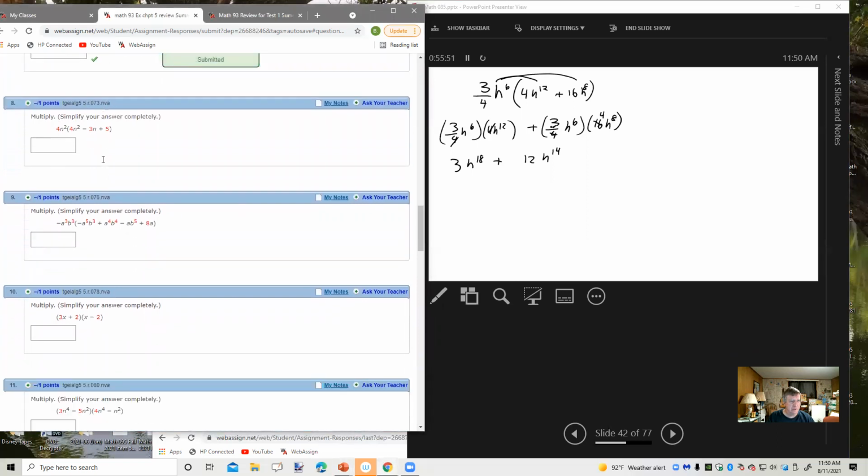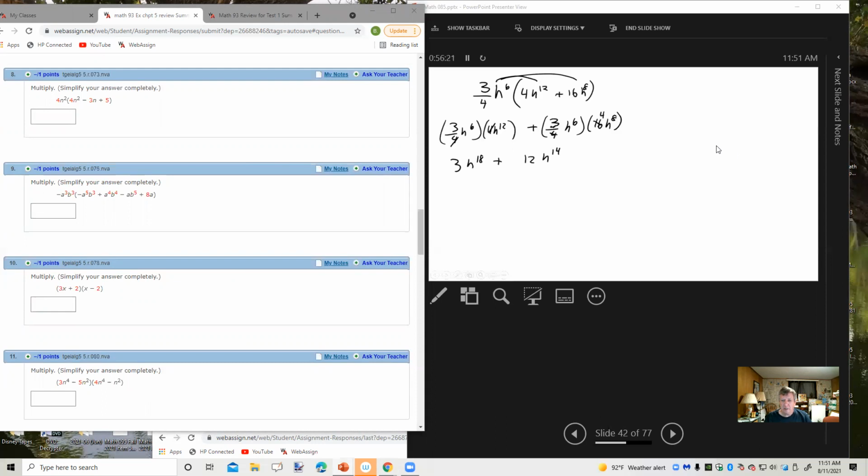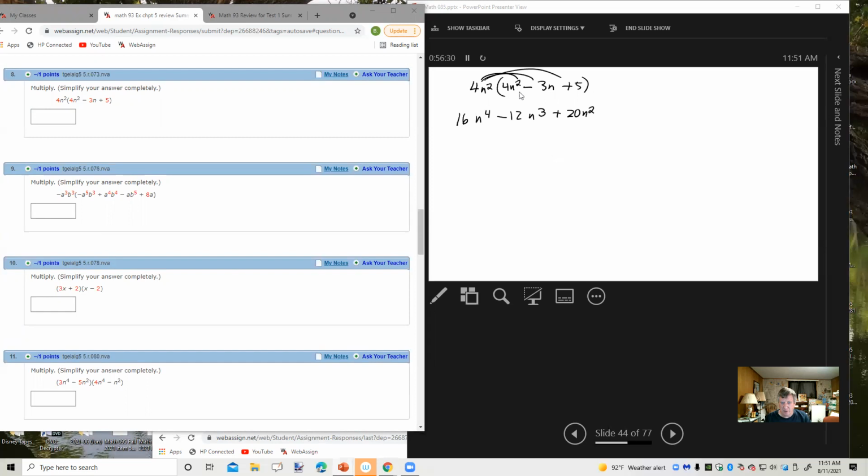And let's see here. Multiply, simplify your answer completely, it says. So we're going to distribute 4n squared times 4n squared minus 3n plus 5. So that's going to be 16n to the 4th minus 12n to the 3rd plus 20n squared. Now, why did I take this problem and write them out before I reduce things? Because of the fraction, I thought it might be a little more complicated to follow. But here, hopefully, there's nothing I have to reduce out, so hopefully it wasn't complicated to follow that.